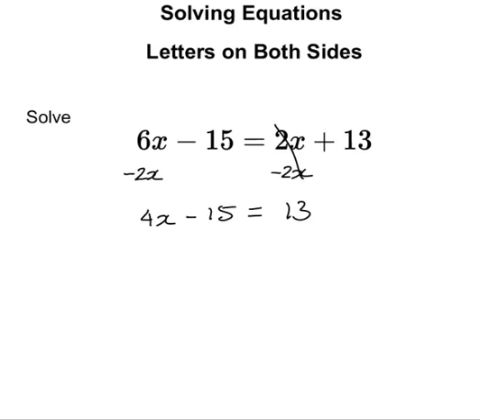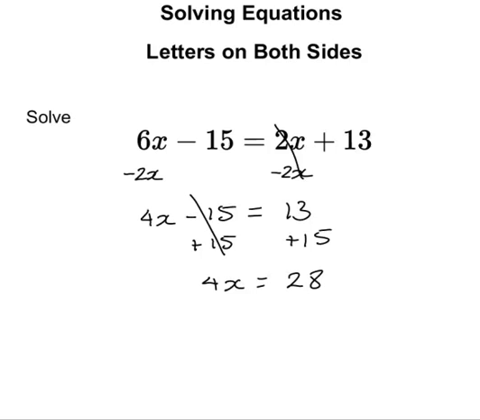Next step is I want to get rid of this minus 15 on the left hand side, and to do that I think of the opposite of a takeaway, which would be a plus, so we add 15. But what we do to one side we do to the other. So you can see that minus 15 plus 15, these cancel each other out, and what we have is 4x equals, and 13 plus 15 is 28.